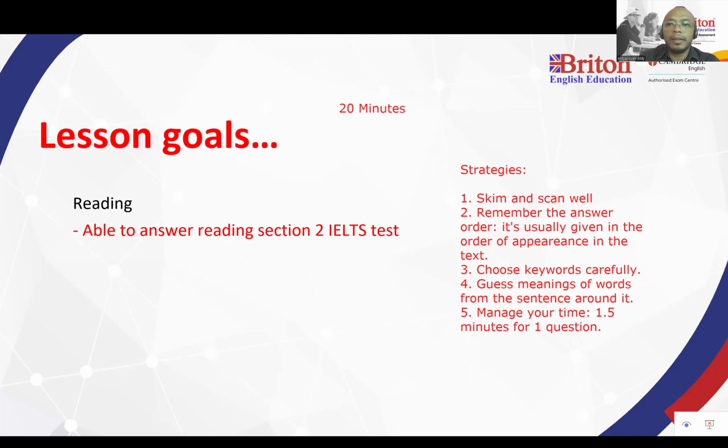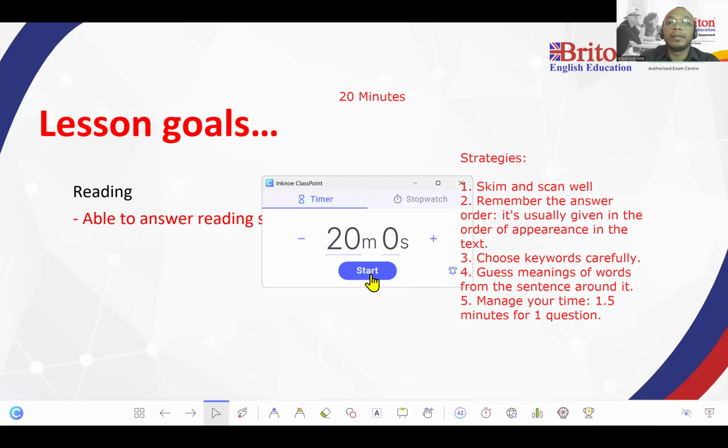All right, let me set the timer, guys. I will show it on the screen to help you manage your time. 20 minutes, and good luck. Use the strategies. Don't forget to click submit with the Google form before the time ends, because I will close the submission or the responses to the Google form later. So, you can start now.